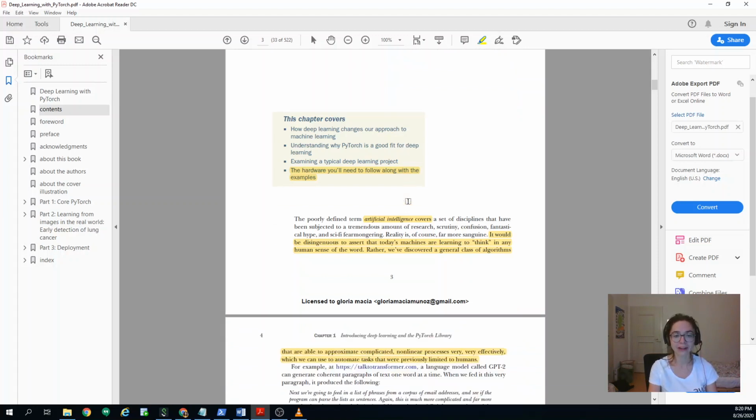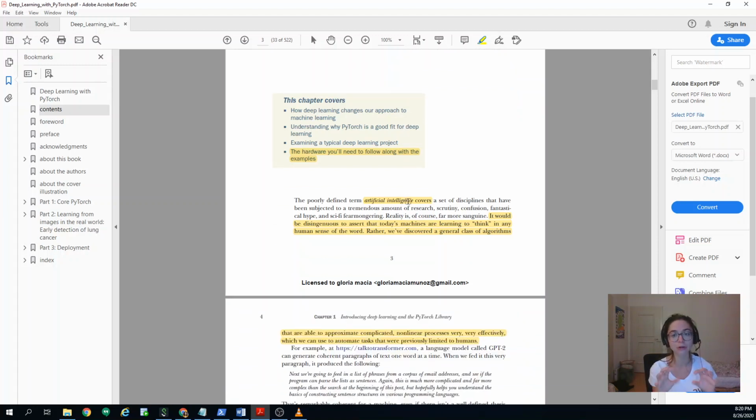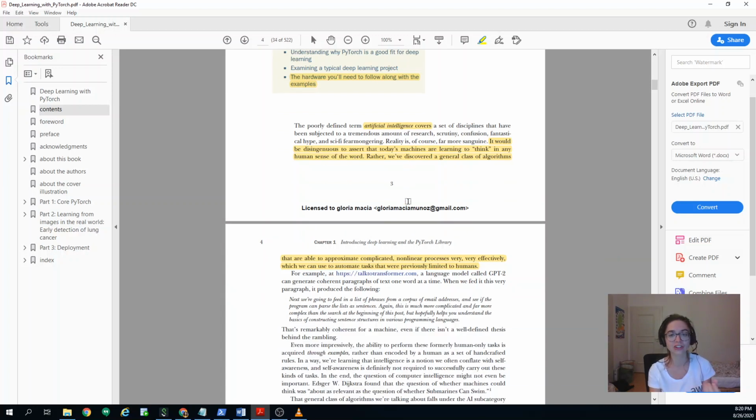So it starts by defining artificial intelligence, and what I really like is it says it would be disingenuous to assert that today's machines are learning to think in any human sense. So it's a reflection of what it really means to think and what intelligence really means. And it says that's an area with a lot of hype, but what we have truly discovered is a general class of algorithms that are able to approximate complicated nonlinear processes very effectively, which we can use to automate tasks that were previously limited to humans. And that's kind of why we get this fake impression of intelligence appearing. But I think the authors are being careful. It's a fantastic definition.